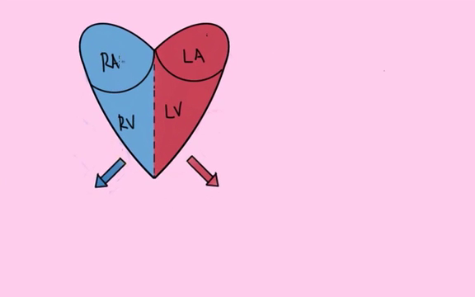Okay, so we have the right atrium, the left atrium, the right ventricle, and the left ventricle. This video is going to be on the valves, and there's 4 of them. But before we get there, I hope you remember that the left ventricle pumps blood into the aorta, and that the right ventricle pumps blood into the pulmonary artery. These will be helpful for remembering the names of the valves later.